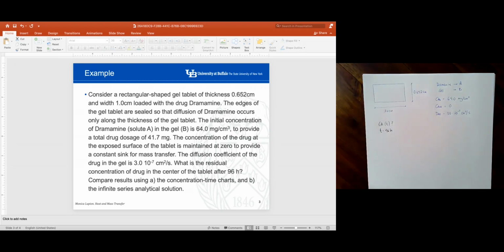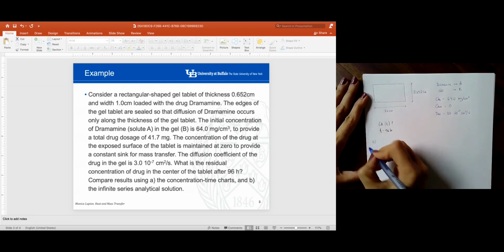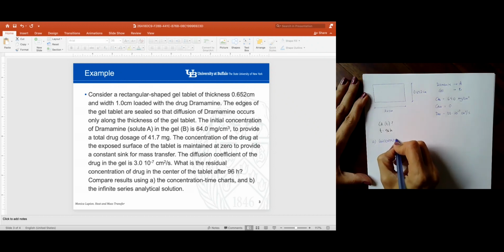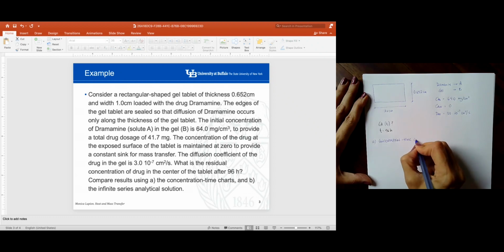And we need to determine this concentration using two different strategies. One is the concentration time chart, and the second one is the analytical solution. So let's begin with the easiest one, the concentration time chart.